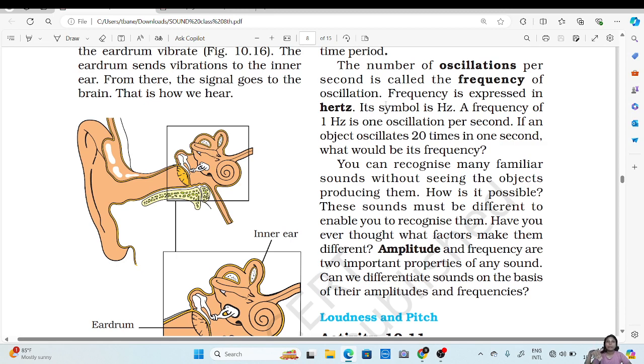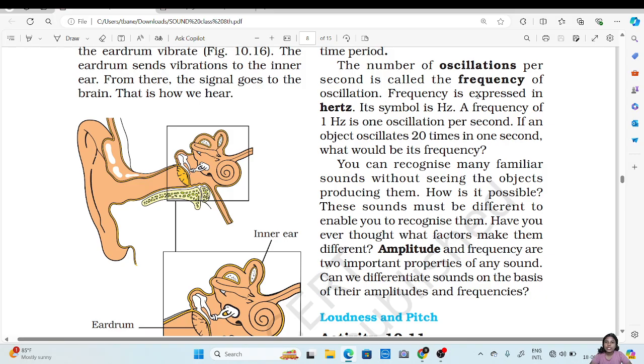Now, the number of oscillations, as in how many times the pendulum moves back and forth. Every time it moves out and comes back, that is one oscillation. How many such oscillations take place per second is known as the frequency of an oscillation.